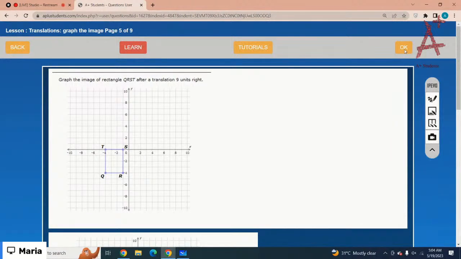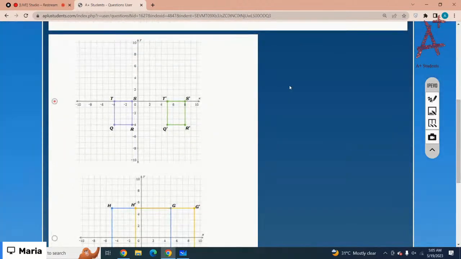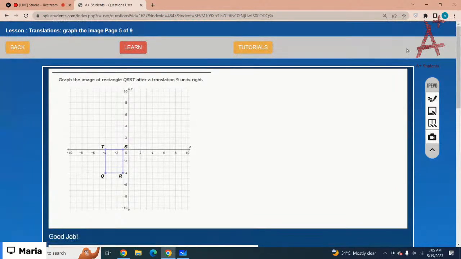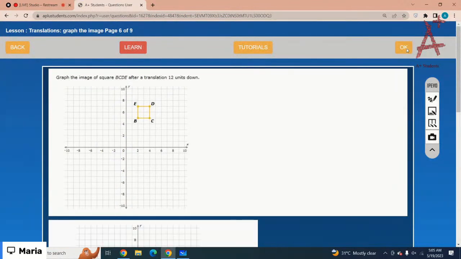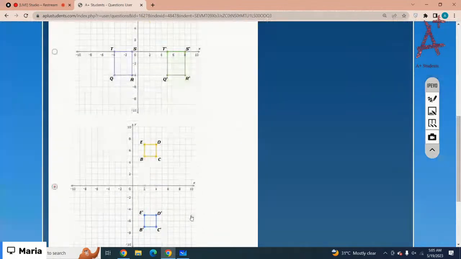Graph the image of rectangle QRST after a translation of 9 units. Right, so you have to translate 9 units. So option number 1 is the correct option. That would be the translation of 9 units. Okay, graph the image of square BCDE after a translation of 12 units down. Here is the correct option, that would be 12 units down.